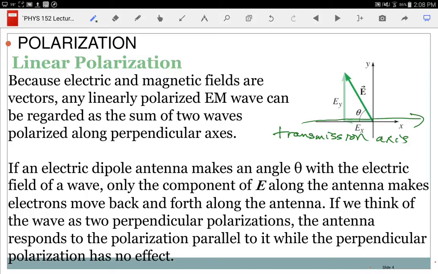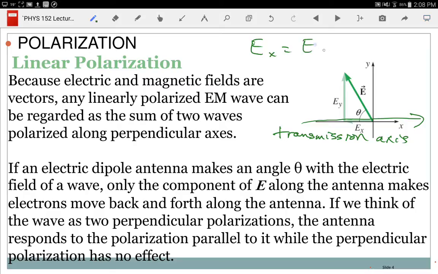And so I look at that vector, and we learned in the first 2 weeks of the first semester that we can take a vector and we can resolve it into its components. So if you look at that picture, how much of the total electric field is parallel to the transmission axis? That is the Ex component. How much of the total?